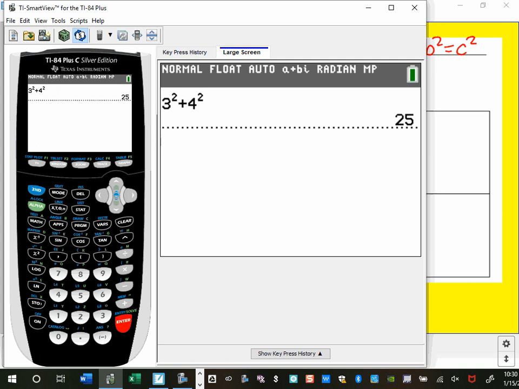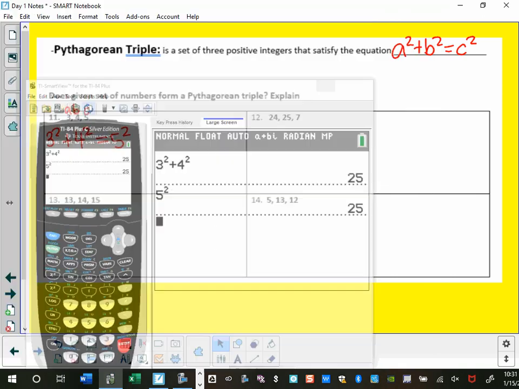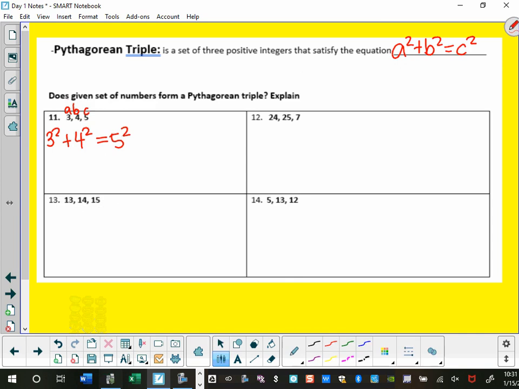So let's do our second part, which is 5 squared. Thank you. 5 squared, we get 25. Is that equal? Yeah, so this is a Pythagorean triple, because we have 25 is equal to 25. So we simply check that it works.